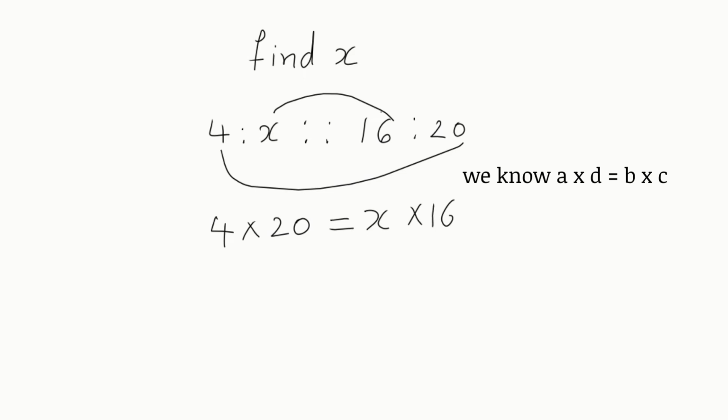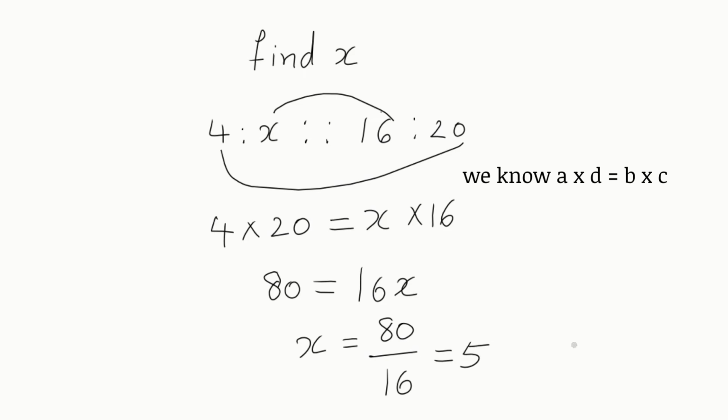So here we have to make x the subject. So we are getting the x value. So 4 into 20 is 80, which is equal to 16x. So here x is equal to 80 by 16. So x is equal to 5. So in this way you have to write step by step in an easy way.